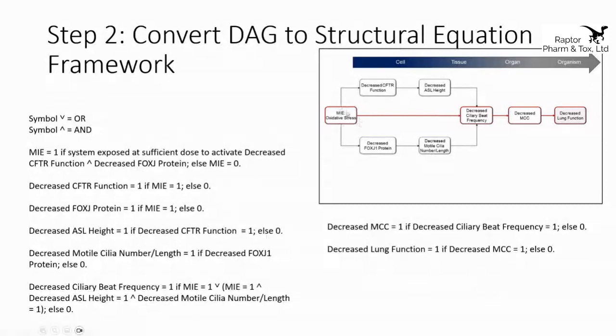So if we start here with the MIE, oxidative stress, this is kind of a state model. 1 means it's activated, 0 means it's not. So the MIE will be 1 if the system is exposed at a sufficient dose to activate the decreased CFTR function, and this symbol means and the decreased forkhead J1 protein. Else, MIE is 0. And you do this for all of these nodes in here. And so that's what you can see all this is. All these different nodes, okay?